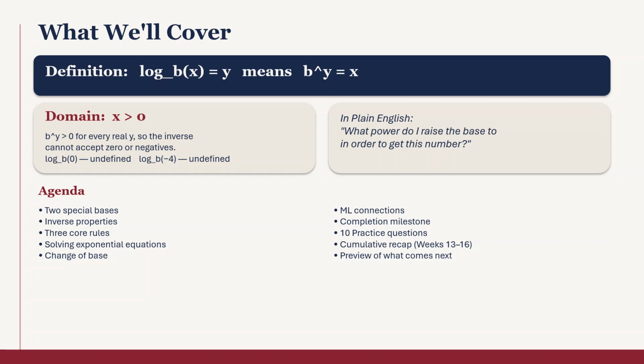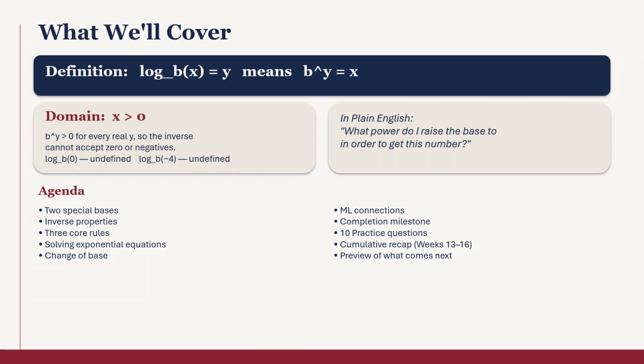Now the front-loaded call-out for this week, which has to be in your hands before any of the rules make sense. The domain of a logarithm is strictly positive numbers. Log base b of x is defined only for x greater than 0. The reason is structural and follows directly from the definition. The exponential b to the y is always strictly positive. For any positive base b and any real exponent y, b to the y is greater than 0. There is no real y that makes b to the y equal 0. And there is no real y that makes b to the y negative.